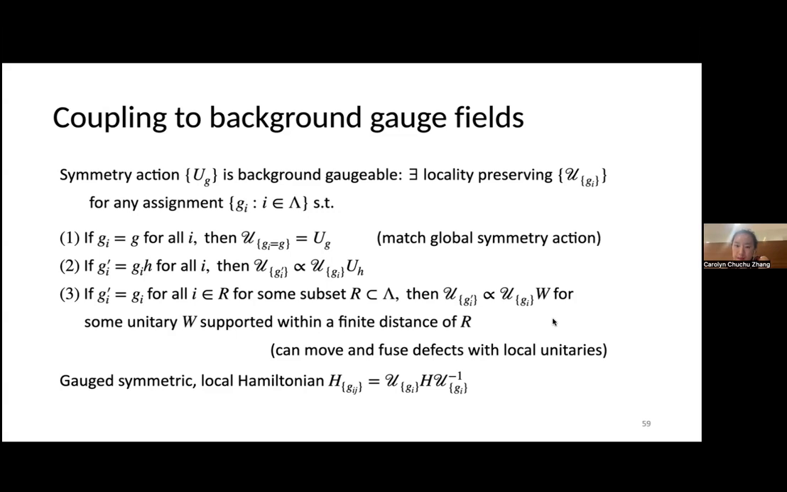So there is a relation between whether this is equal or whether this is proportional to, in relation to whether you can upgrade this background gauging to dynamical gauging, which is when you don't treat the gauge field as a parameter, but actually as a dynamical degree of freedom. But here we're saying that even if you don't do that upgrade, even if you just try to do background gauging, this procedure doesn't work.